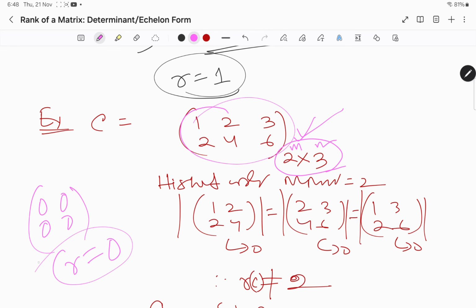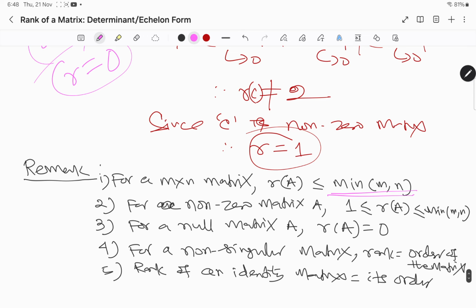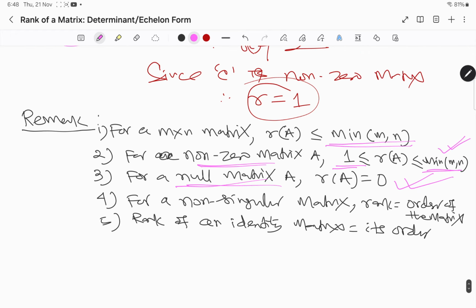Okay, the rank of a null matrix is 0. The rank of a non-zero matrix is minimum 1 and maximum is the minimum of row and column, whichever is smaller. For a non-singular matrix, what is a non-singular matrix? You know, a non-singular matrix means a square matrix whose determinant is permissible and the determinant is not equal to 0, right?